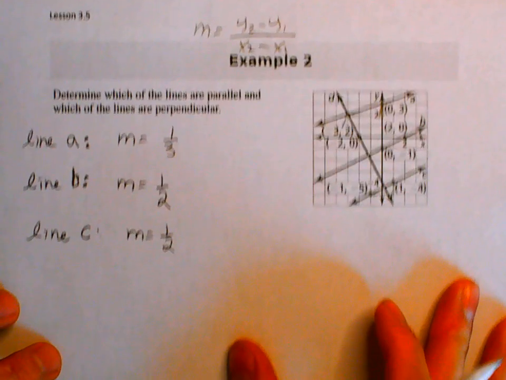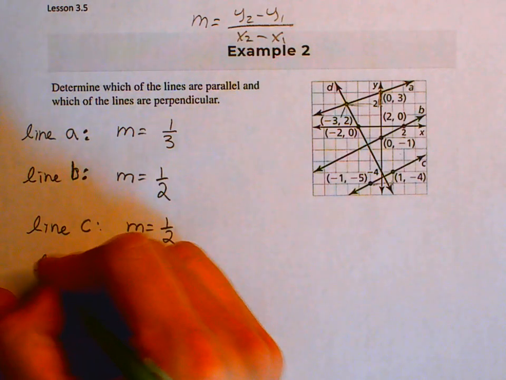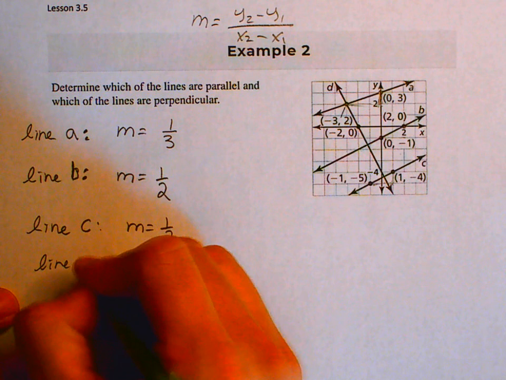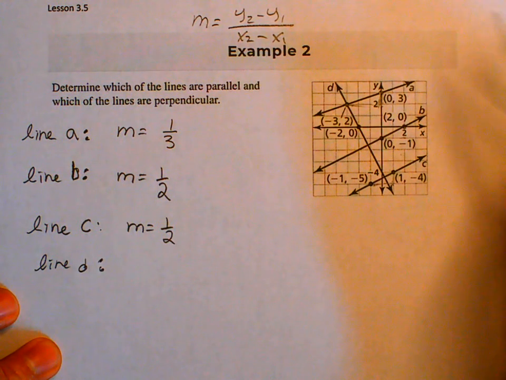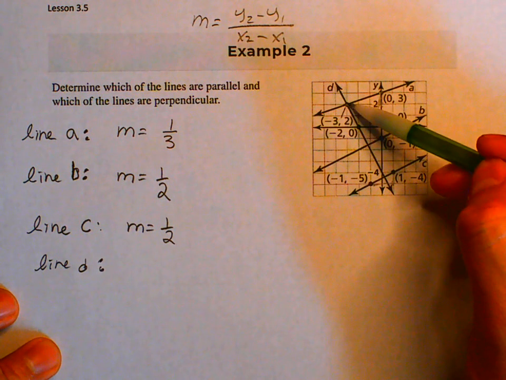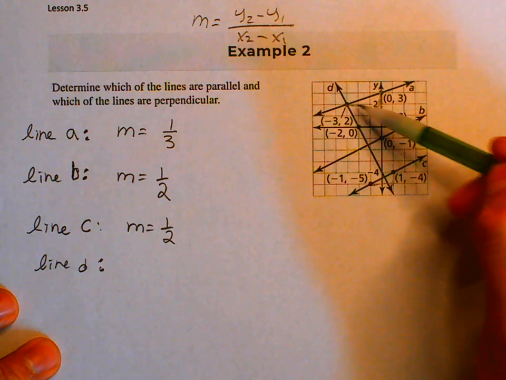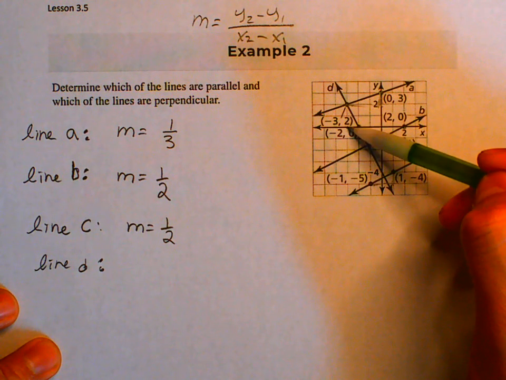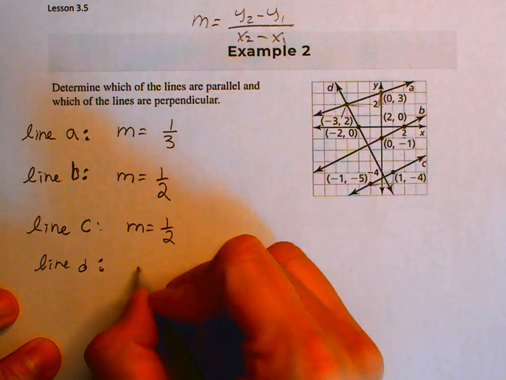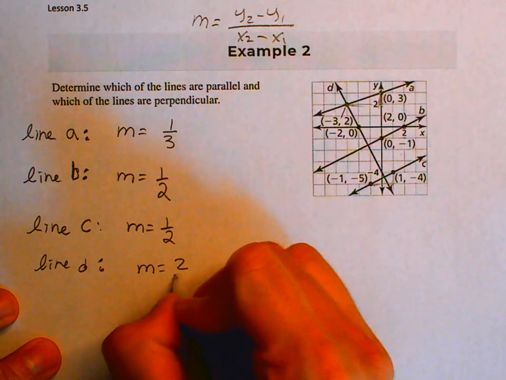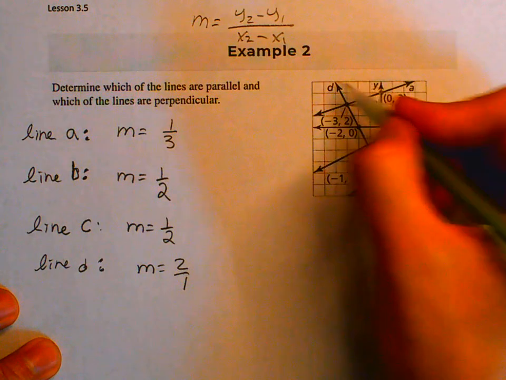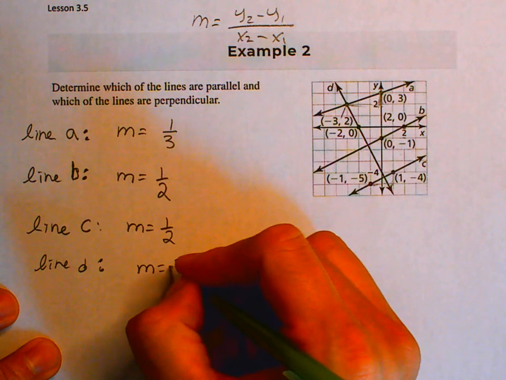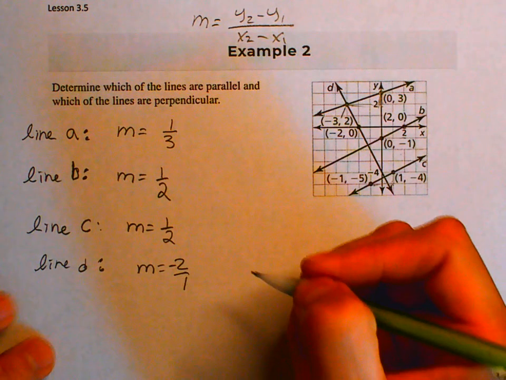And the last one is line D. Okay, so for line D, I'm going to use this point and I'm going to use this point right here. So the rise is 2, the run is 1. So that slope is going to be 2 over 1. But if you notice, the line is going in the negative direction. So that's going to be negative 2 over 1.